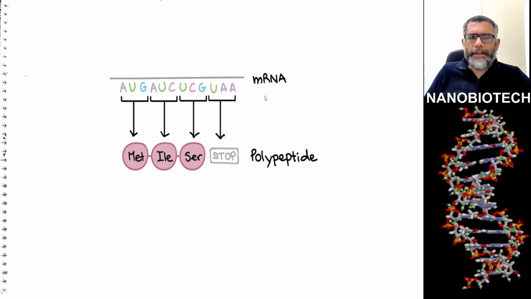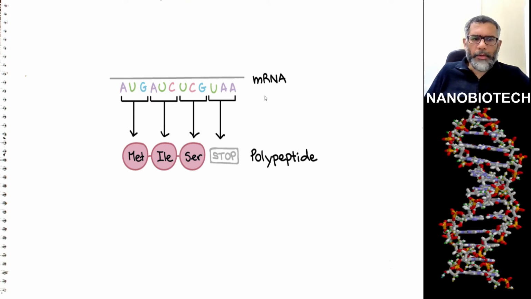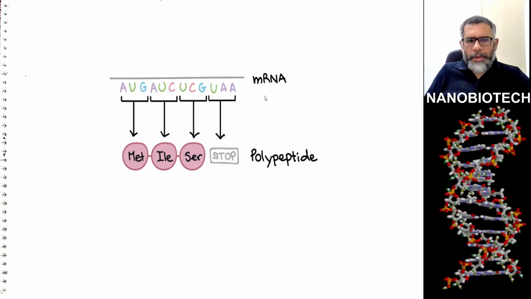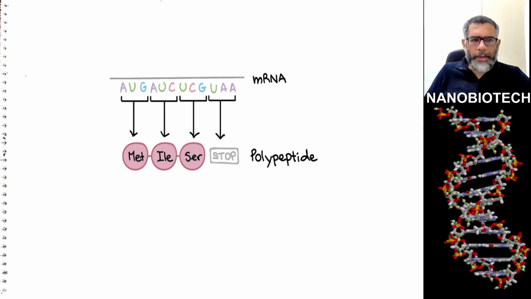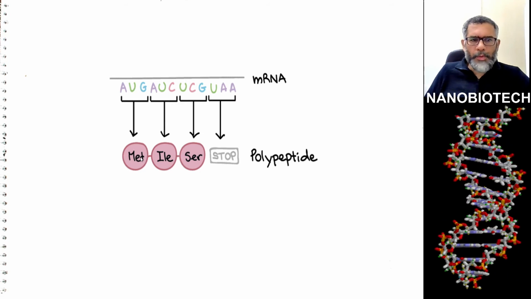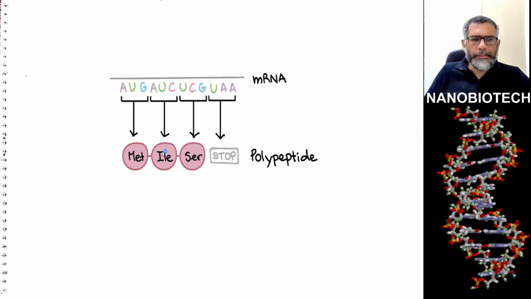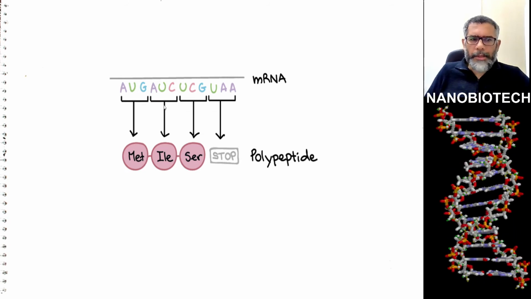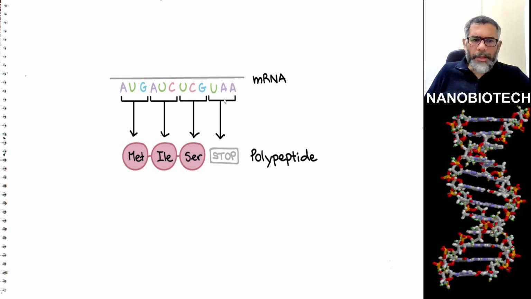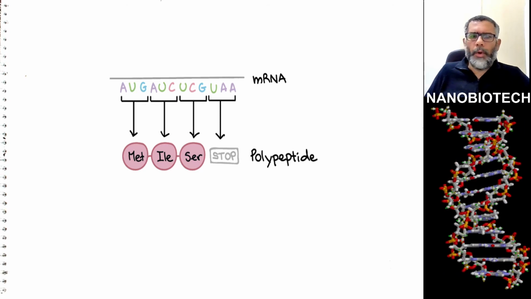There are 61 codons that specify amino acids. One codon is a start codon that indicates where to start translation. The start codon specifies the amino acid methionine, so most polypeptides begin with this amino acid. Three other stop codons signal the end of a polypeptide. These relationships between codons and amino acids are called the genetic code.